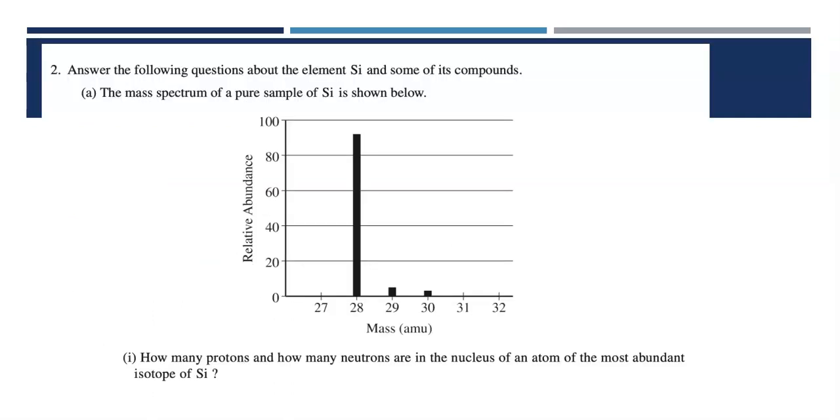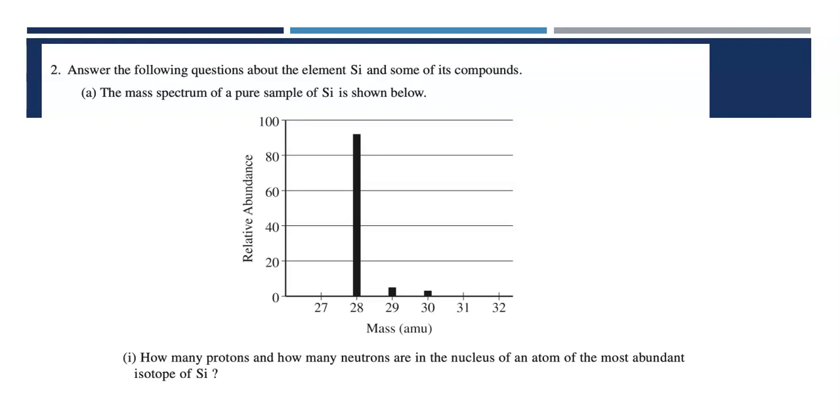Question number 2. Answer the following questions about the element silicon and some of its compounds. Part A. The mass spectrum of a pure sample of silicon is shown below. So a mass spectrum has mass on the x-axis here in AMU, and the y-axis is relative abundance, relative numbers of each isotope. And the question for part A, part 1, is how many protons and how many neutrons are in the nucleus of an atom of the most abundant isotope of silicon?